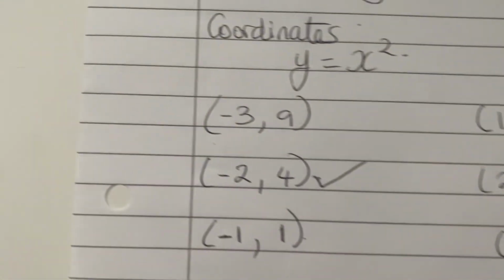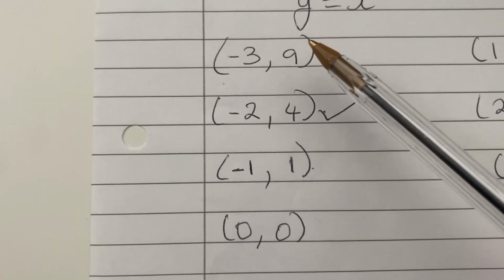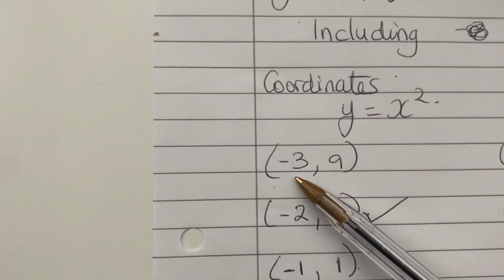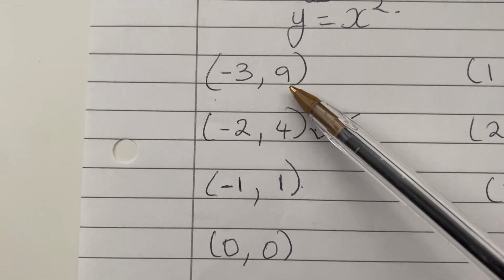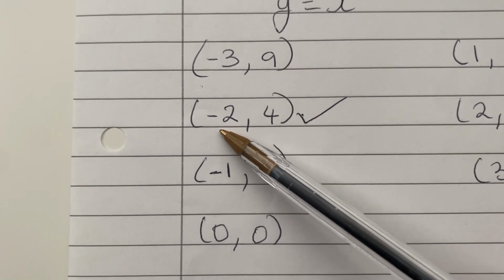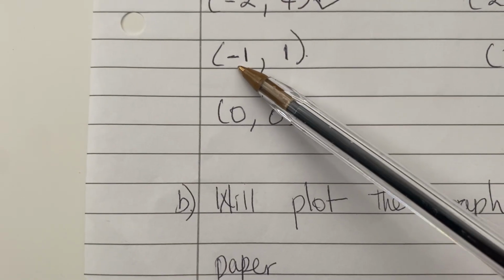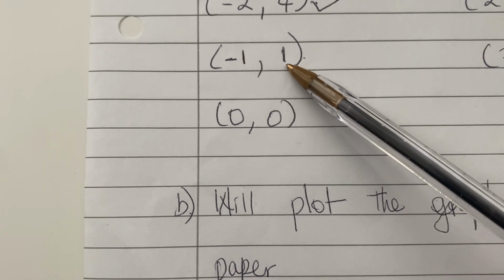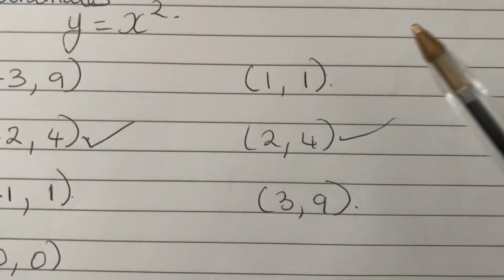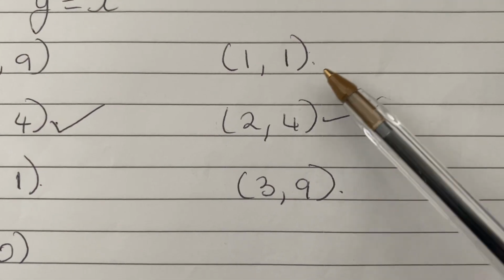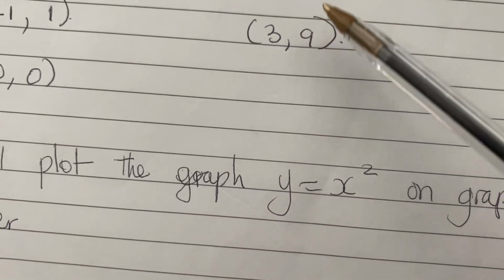Now from the table, when x is -3, y is 9. These are the points you are going to plot. When x is -2, y is 4. When x is -1, y is 1. x is 0, y is 0. x is 1, y is 1. x is 2, y is 4. x is 3, y is 9.